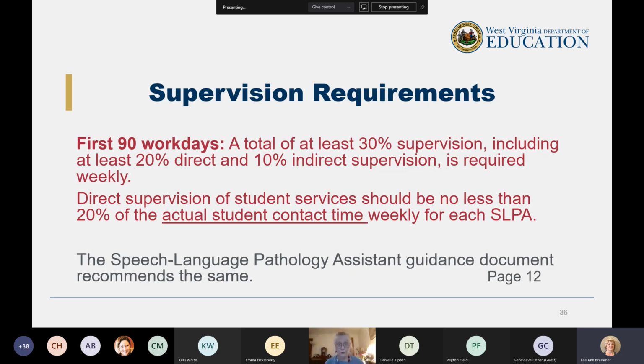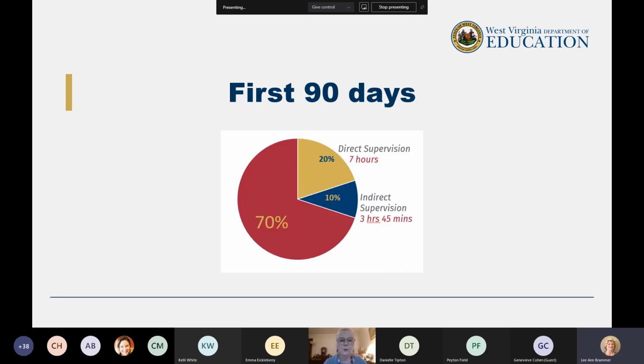So your schedule, your student contact, 20% of the student schedule that you have. And then the 10% is based on the work week, the total number of hours that you're paid. So it's usually about 35 hours minus your lunch. So let's go to the next slide and we'll talk about that a little bit more.